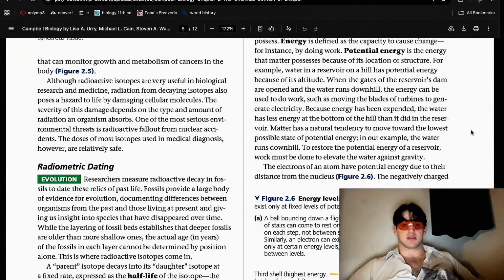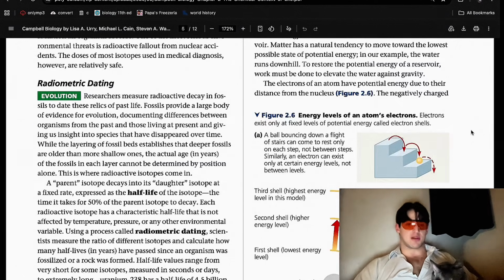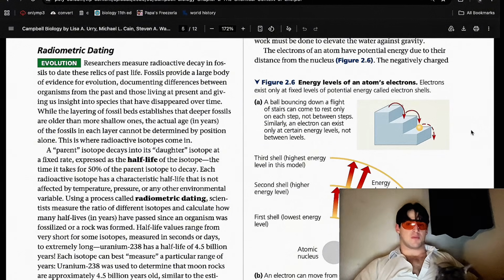That makes a lot of sense. The severity of this damage depends on the type and amount of radiation an organism absorbs. One of the most serious environmental threats is radioactive fallout from nuclear accidents. The doses of most isotopes used in medical diagnosis, however, are relatively safe. I mean, yeah, that makes sense. They probably do a ton of research on that to see what amount is safe and what is not. That's probably a big deal.